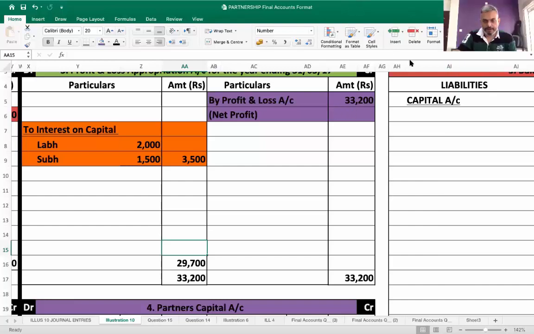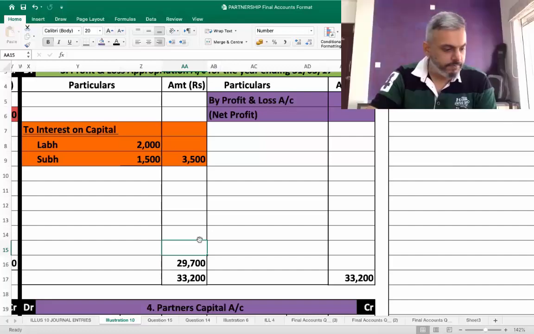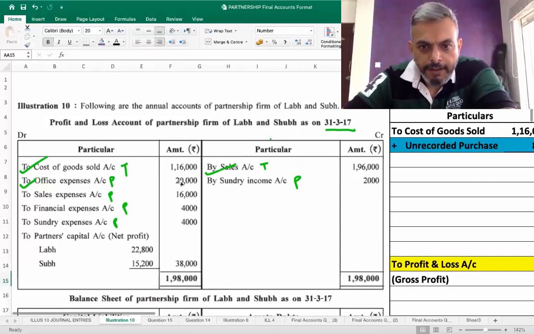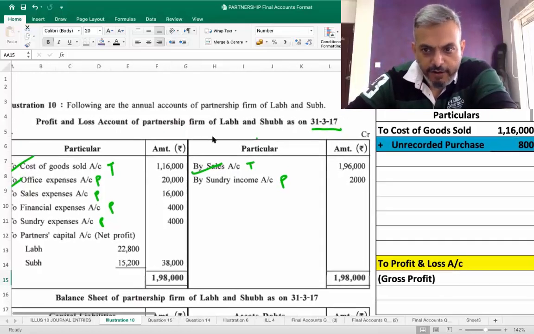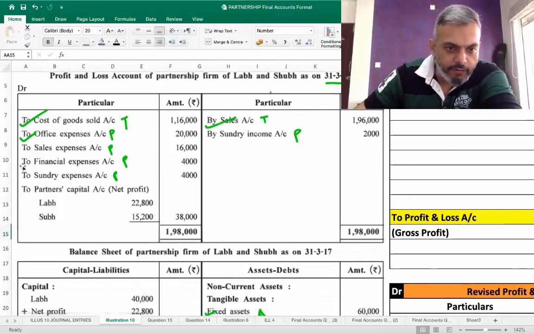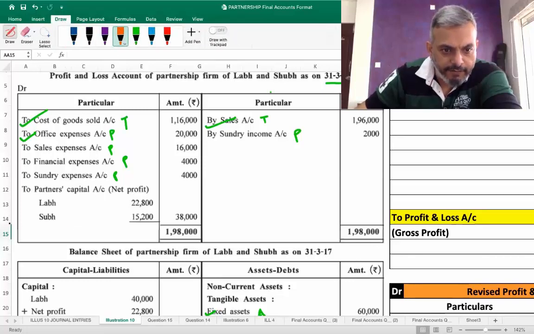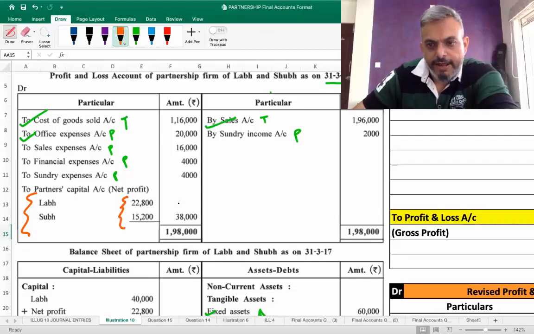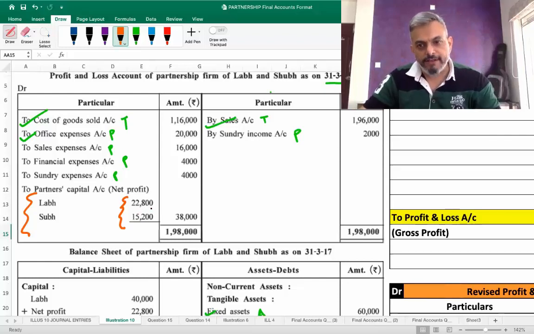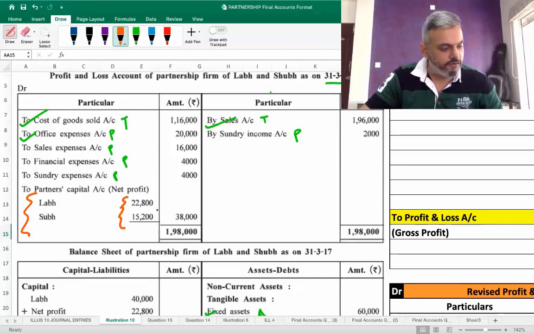Now all of you please pay attention. Now over here in this sum, profit sharing ratio is not directly given in the sum, but you are given this over here. Net profit which is distributed between partners, this one. Now you can see this 22,800 and 15,200. It means this is our profit sharing ratio. So you need to calculate the profit sharing ratio over here.